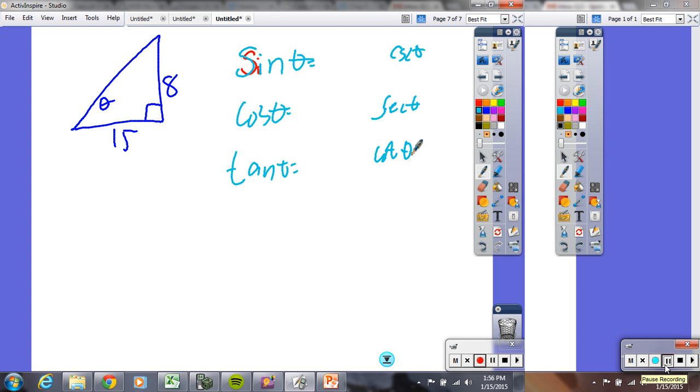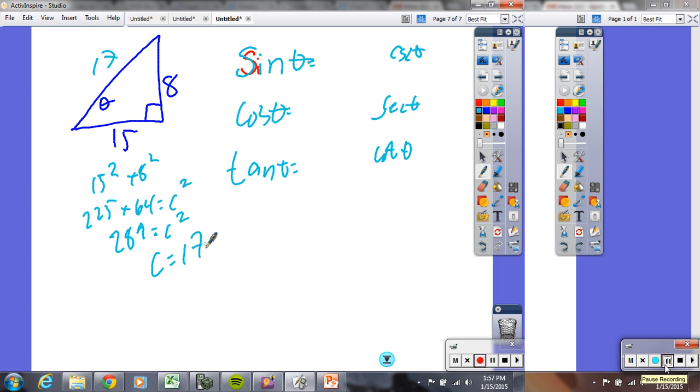What did you get? This one came out to be 17. Do I need to show that, or do you feel comfortable doing that? Because I did 15 squared, which is 225, plus 8 squared, which is 64, equals c squared, which is 289, so c is 17. That was pretty simple, actually. Okay, so that's where that comes from. So therefore, let's go right here.